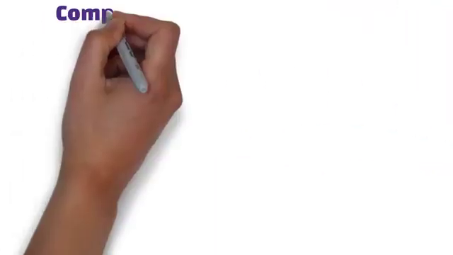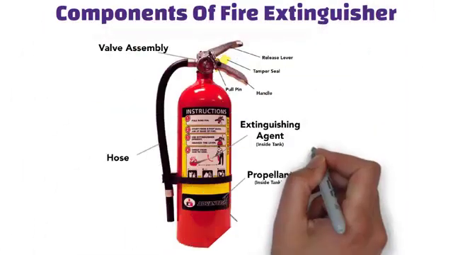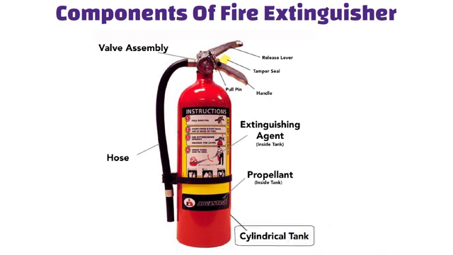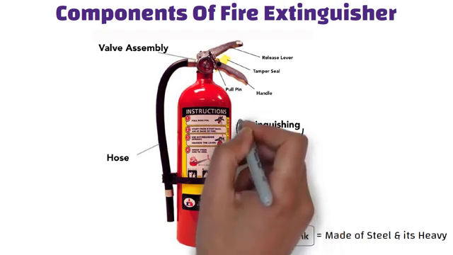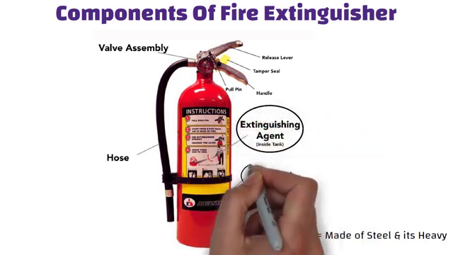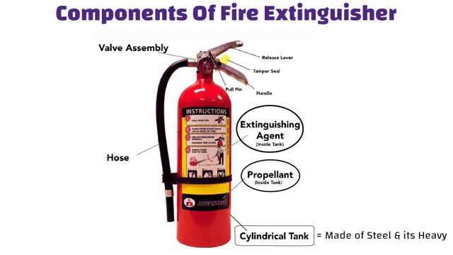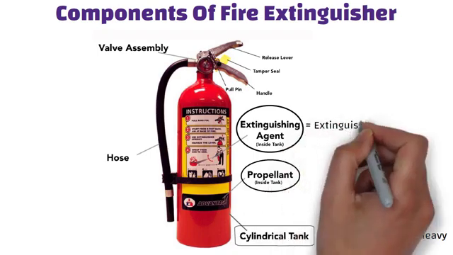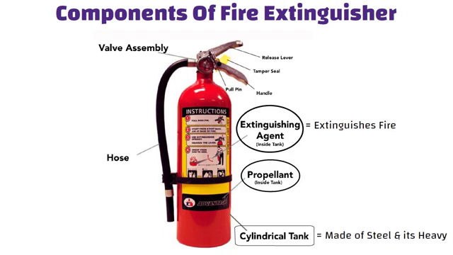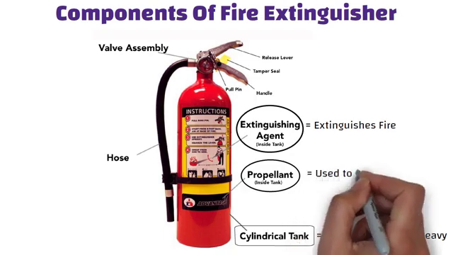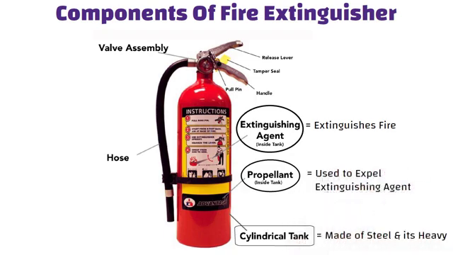Let us understand the main components of a fire extinguisher. Cylindrical tank. Generally, it is made of steel and it is heavy. It contains extinguishing agent and propellant. Extinguishing agent is the actual substance which extinguishes fire, and propellant is the substance which is used to expel the extinguishing agent from the fire extinguisher.